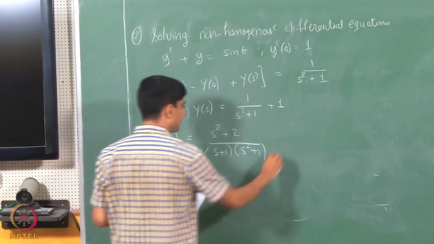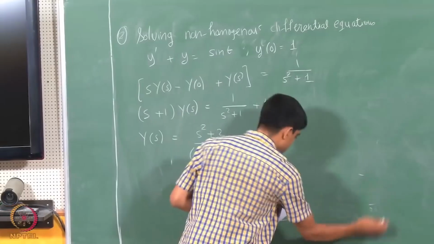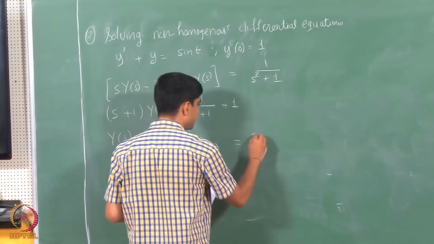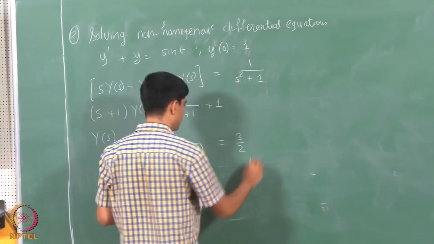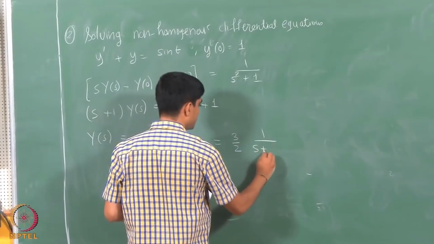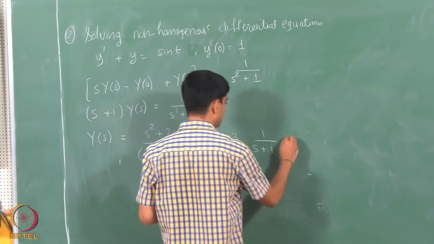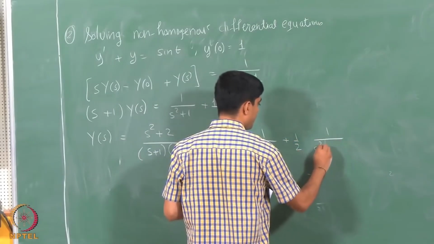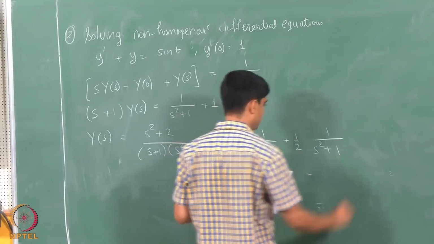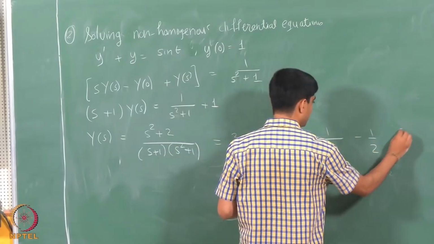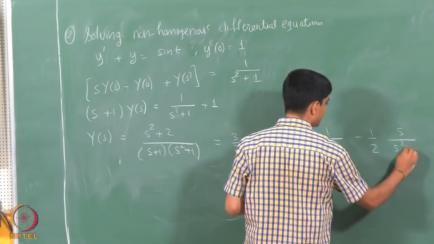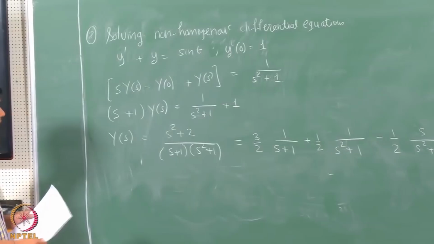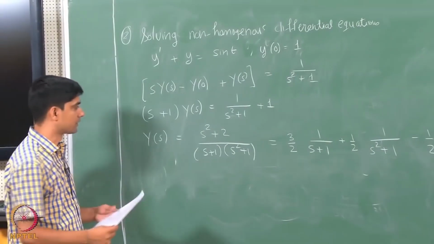Okay. So, I can rewrite this as 3 over 2 times 1 over s plus 1, plus 1 over 2 times s over s square plus 1, minus 1 over 2 times 1 over s square plus 1. And this is just by applying the method of partial fractions or solving these kind of equations.